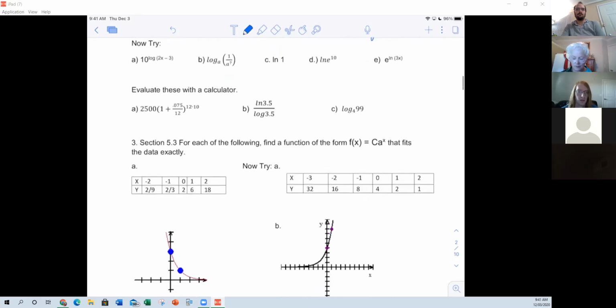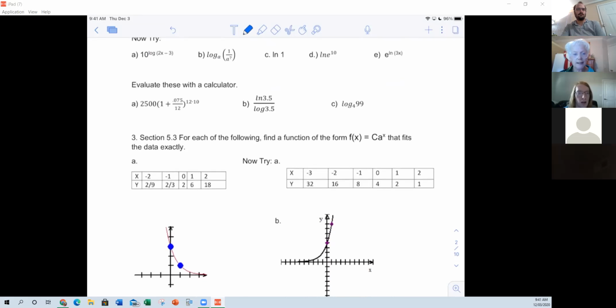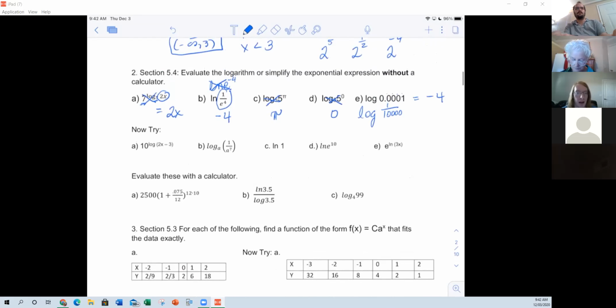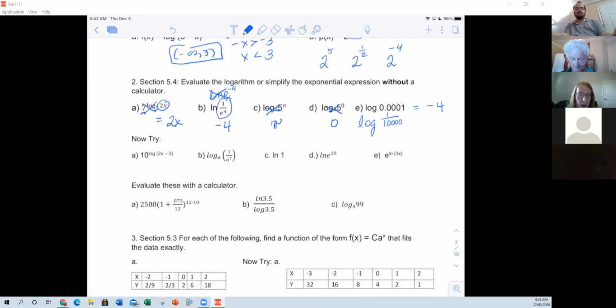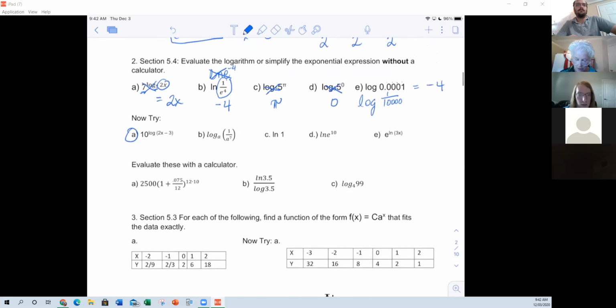Okay, so now I want y'all to try these. And would someone volunteer? I had a question about A. Which one? The problem A. So on that one, wouldn't the argument be the 2x minus 3 and the log wouldn't cancel that out because the 10 would be an exponent? This one? Yes, ma'am. Okay, so the base here is 10, right? Even though it's not written? Correct. So they will cancel each other out, right?